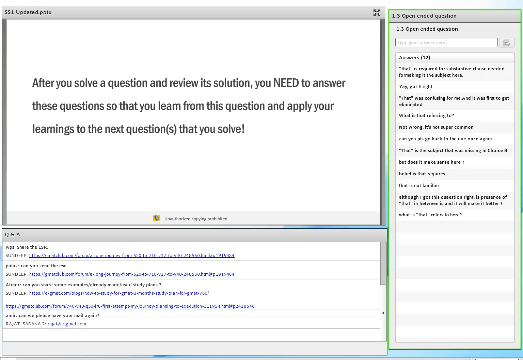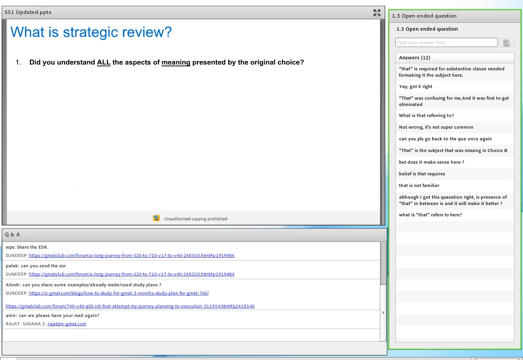One of the other things you really need to do is, after you make a mistake, do what we call a strategic review. And what is a strategic review? Ask yourself, did I understand all aspects of the meaning presented by the original sentence? By the way, 20% of you got it right. You have to figure out why those 20% got it right. You have to ask yourself, why did you reject the correct choice? Was it because you misunderstood some grammatical rule? Was it because you missed an aspect of the meaning? And so on and so forth.